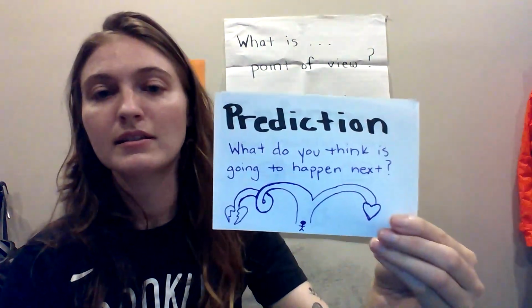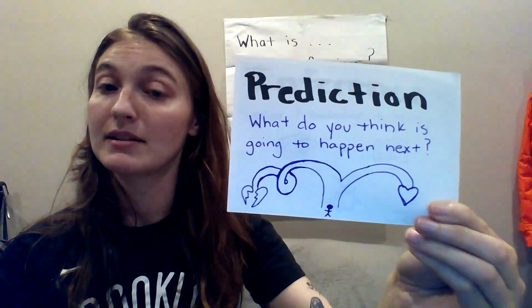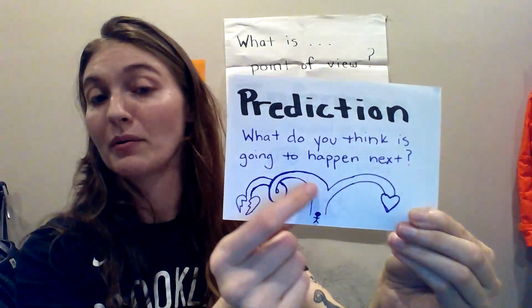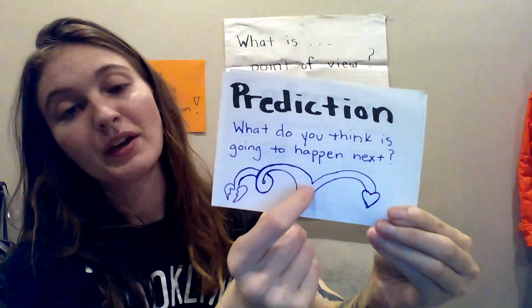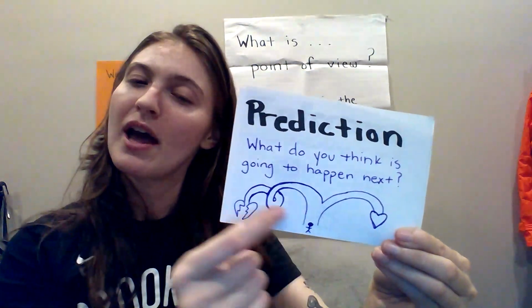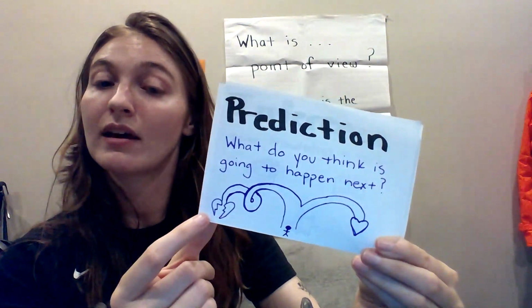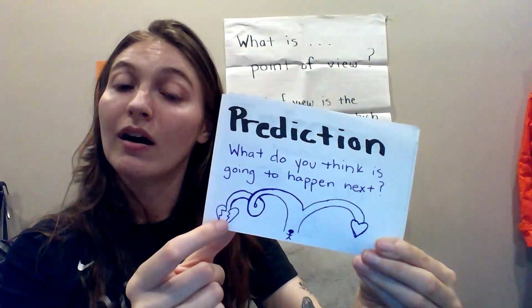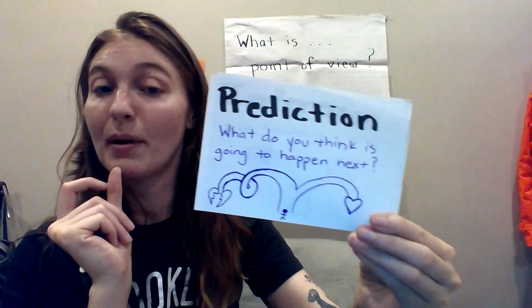Next is predictions. So what do you think is going to happen next? Do they go this way towards heartbreak, or do they go this way towards love? And these symbols could mean a lot of things. It doesn't have to be about romance. It could also be the breaking of a foundation that was unhealthy in the first place. So that could possibly be a positive path.